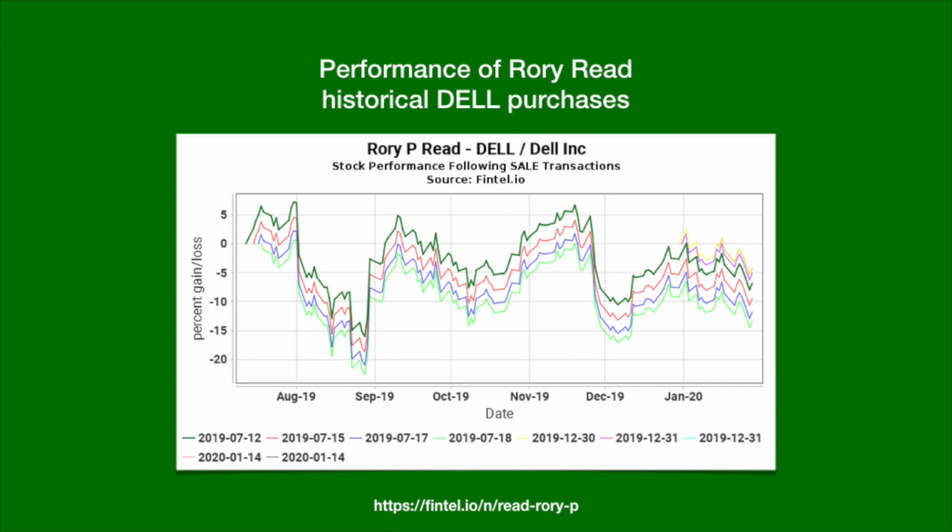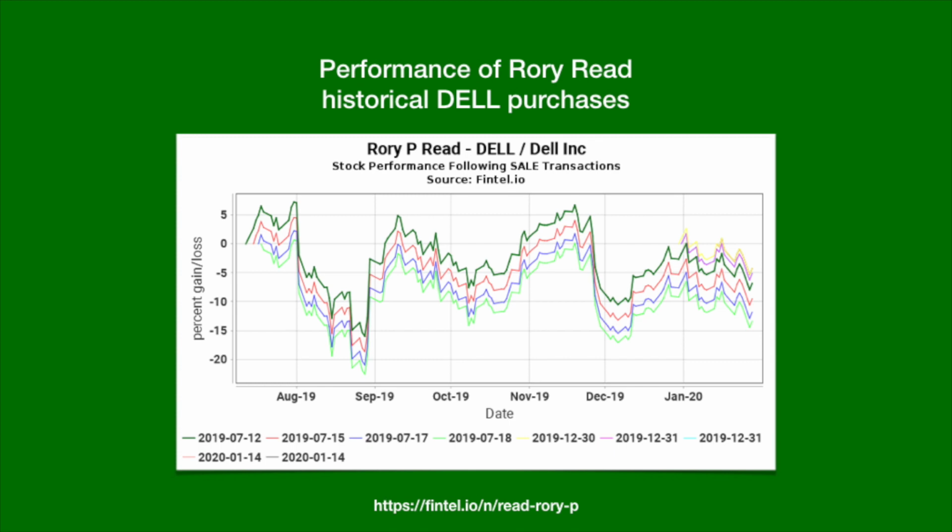It looks like there were 4 trades done right around the same time in July of 2019: July 12th, July 15th, July 17th, and July 18th. That would be the first 4 lines at the top left, a green, a red, a purple, and a blue. And you can see that in the following months, there was a precipitous decline, followed by a sharp uptick again, and then down and then up. This is basically charting the performance of DELL stock in the weeks and months subsequent to those sale transactions. You can see that there was a pretty significant 20% decline directly after Rory Read made those sale transactions.